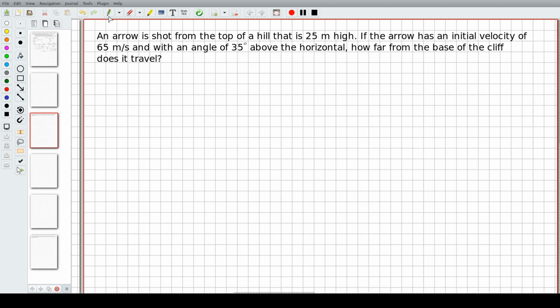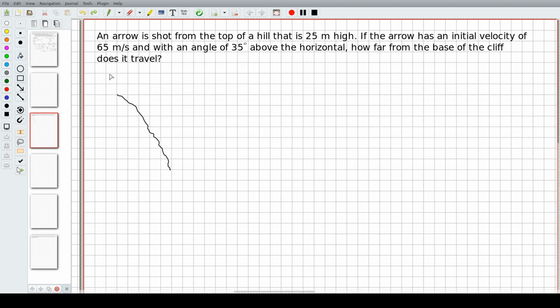Let's just sort of freehand a cliff here. So here's a cliff, or a hill rather. Maybe here's the top of your hill, going down to the bottom like that. This right here is going to be my initial position. So this is where I'm launching my arrow from.